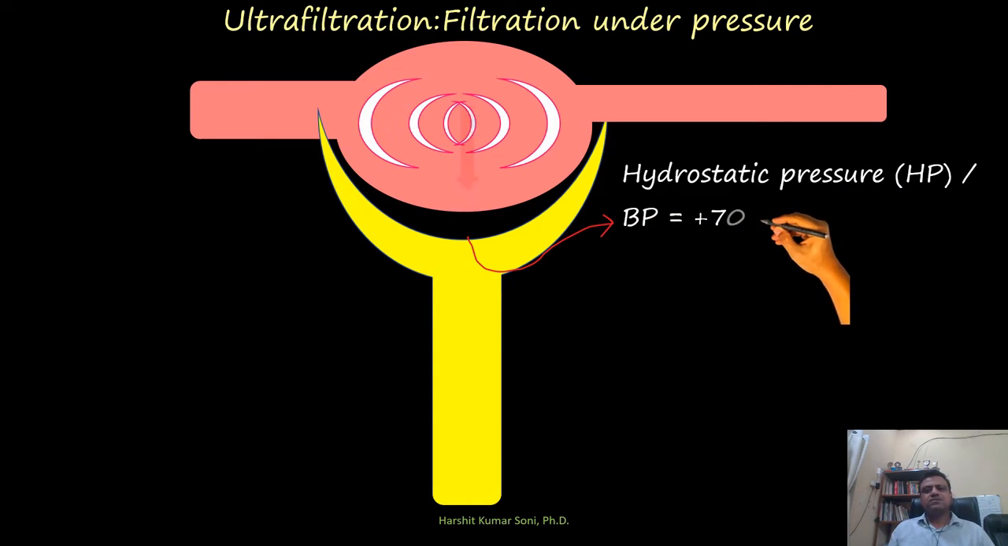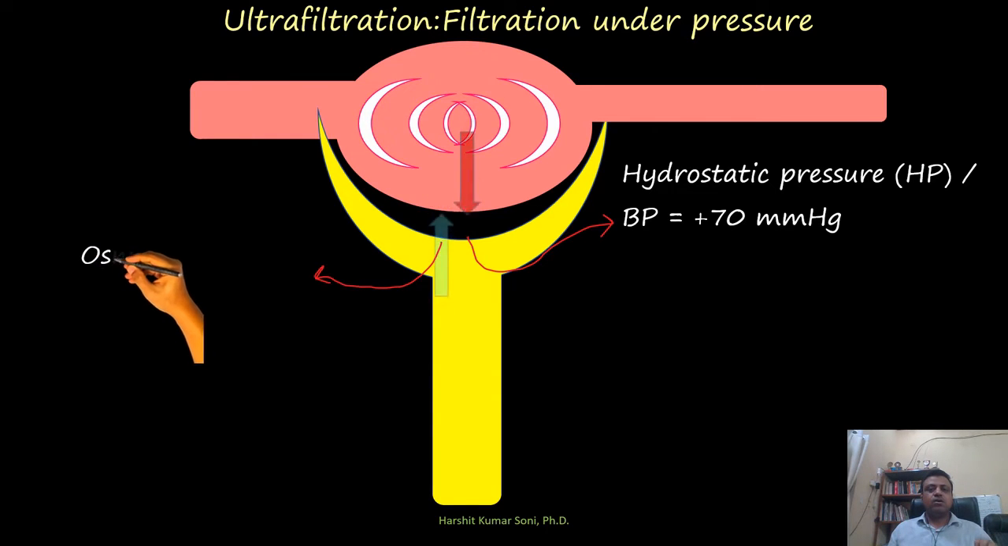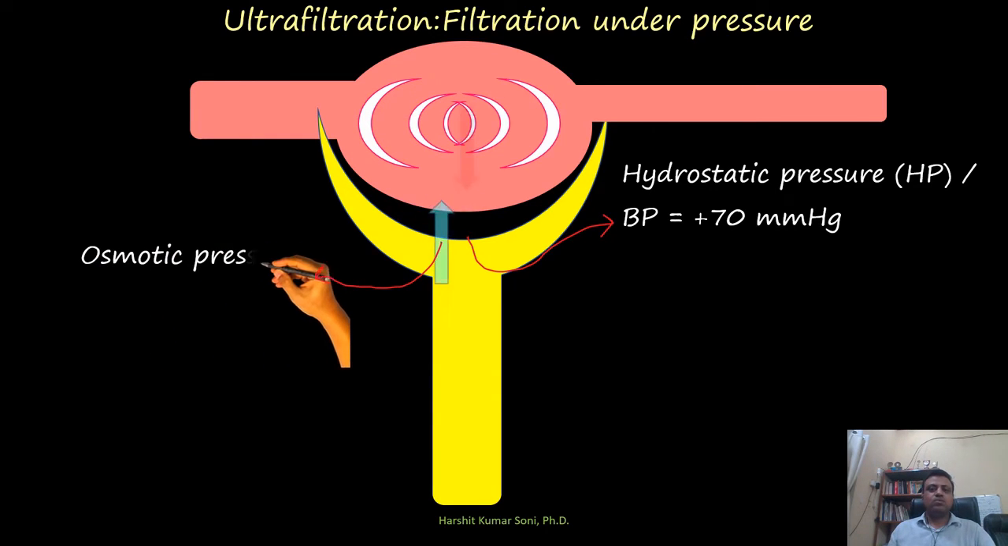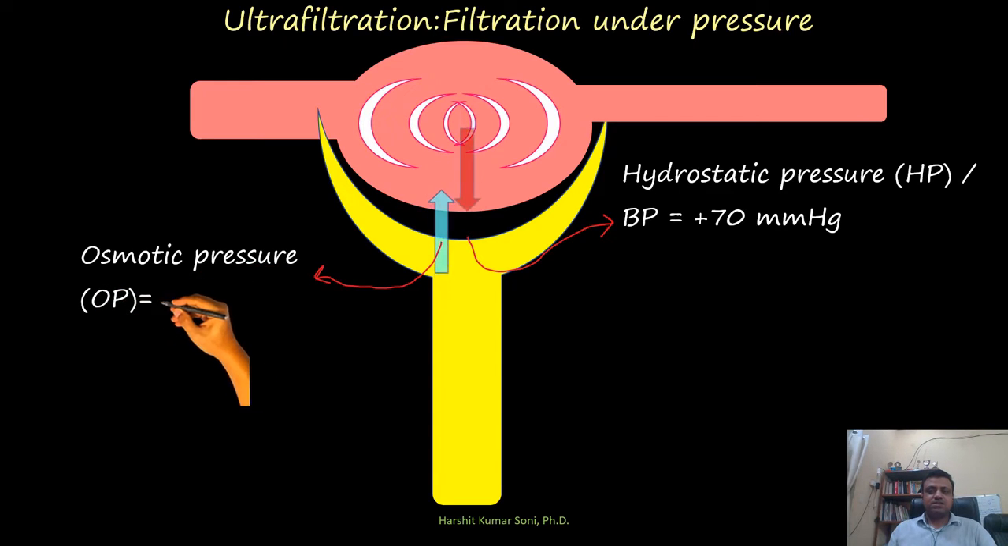The main pressure which comes from the blood is called the hydrostatic pressure or BP, blood pressure. It is around plus 70 mmHg. It is slightly higher than the blood pressure of the rest of the body, because there is a difference in the diameter of the afferent and efferent arteriole. Another pressure which works here is called the osmotic pressure or OP, and this pressure is minus 30 mmHg. Since it is working in opposition, that is why we are calling it minus. So this works against blood pressure.